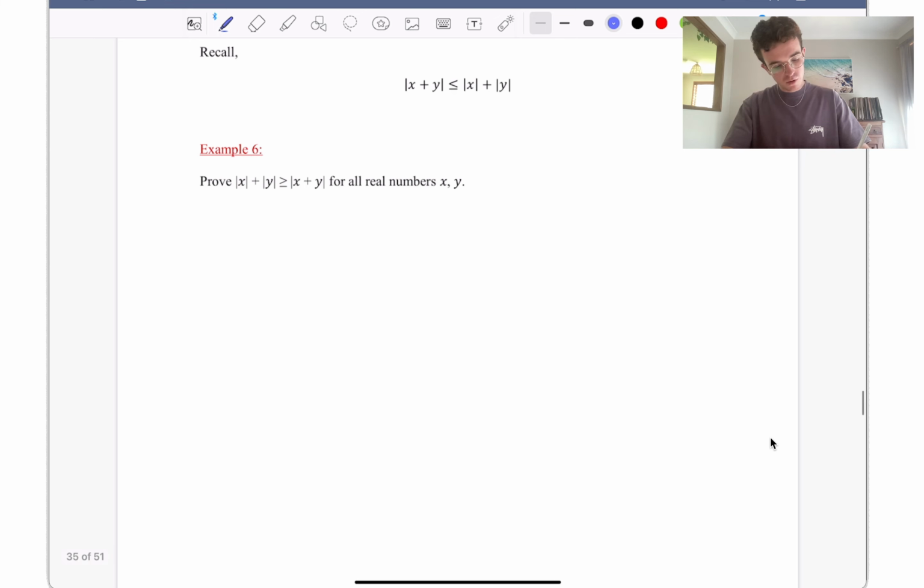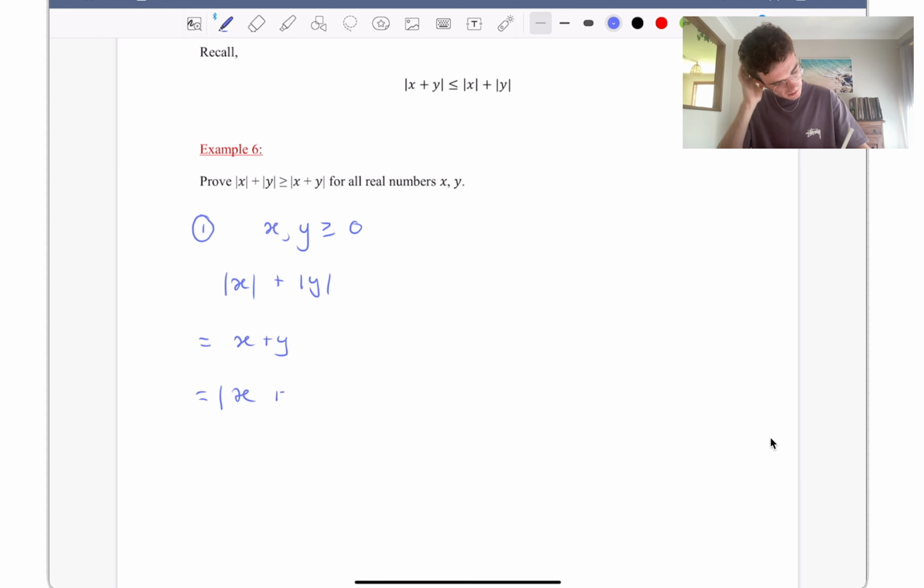So let's first of all, we might say case 1, x and y are both greater than or equal to 0. Well, that means the absolute value of x plus the absolute value of y, since they're both positive, is the same as just x plus y. But x plus y is the same as the absolute value of x plus y if they're both positive. So therefore true for case 1.